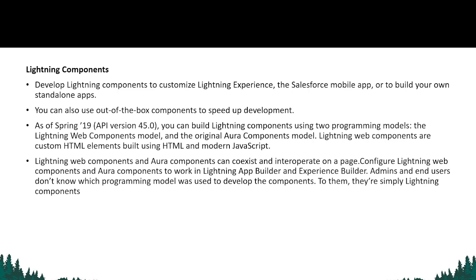The major API version which was used was 45.0, that was built in with the Lightning component, which uses different programming models. The first programming model is the Lightning Web Components model, and the next one is the Aura Components model. The Lightning Web Components are basic custom HTML elements. You develop them with the help of HTML and JavaScript.